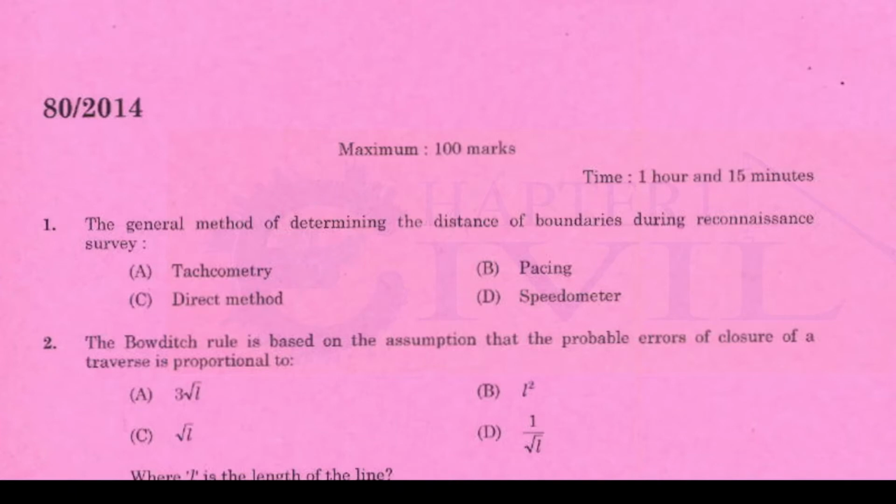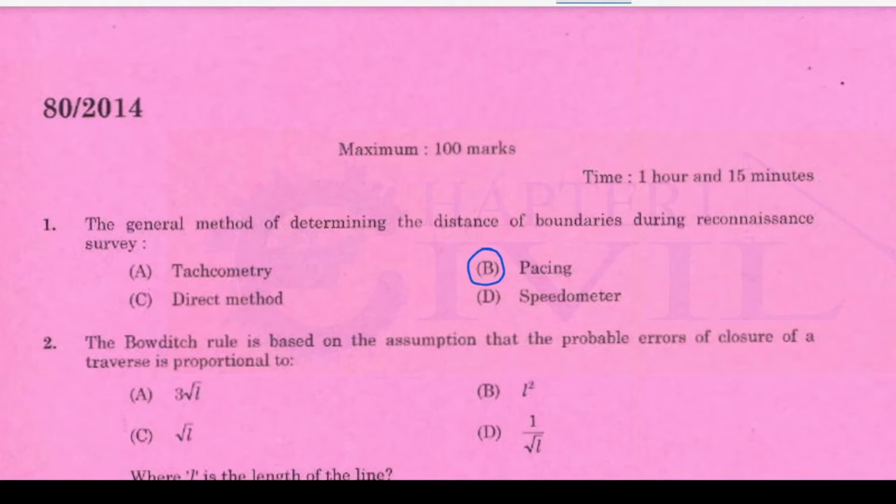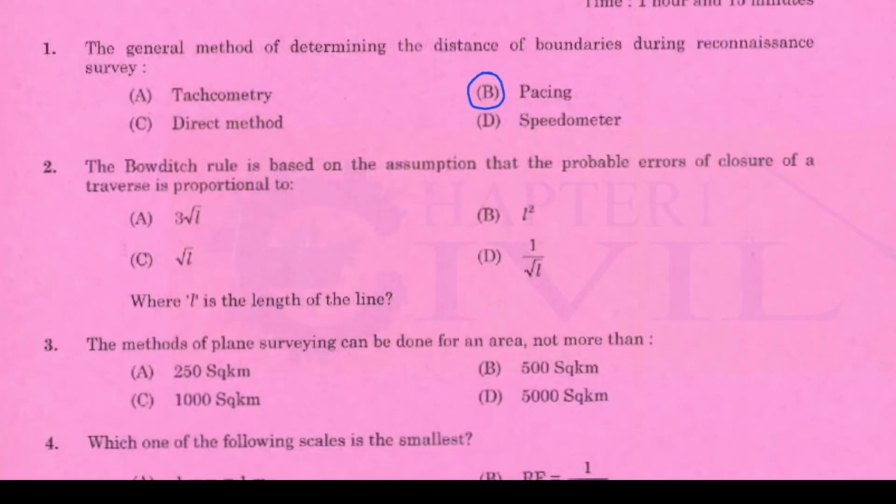First question, the general method for determining the distance of boundaries during reconnaissance survey: tachyometry, pacing, direct method, speedometer. Distance of boundaries during reconnaissance surveys: pacing. We will do pacing in reconnaissance survey to measure the distance.